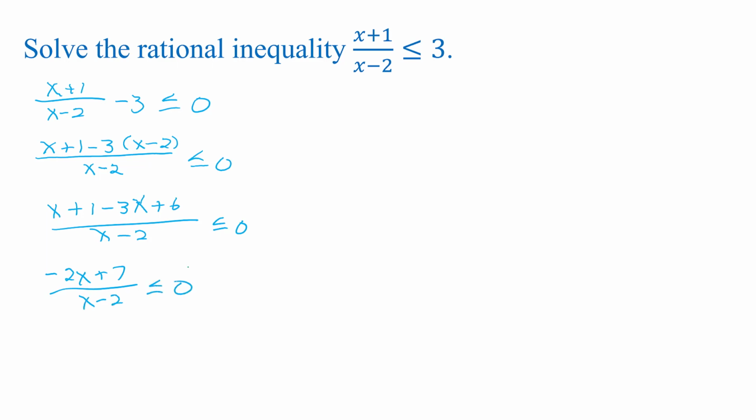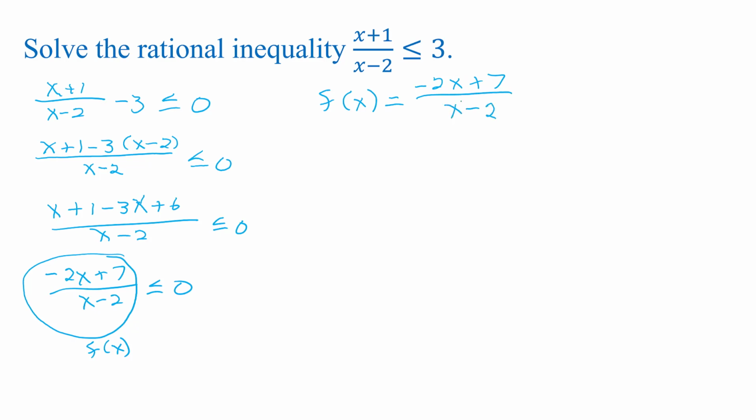Okay, so at this point, I'm going to grab this rational expression to the left of the inequality sign, give it the name f(x). So I have f(x) = (-2x + 7)/(x - 2), setting the factor in the numerator equal to 0 and the factor in the denominator equal to 0. We get -2x = -7, or x = 7/2. We get x = 2, and from there we'll create a number line.